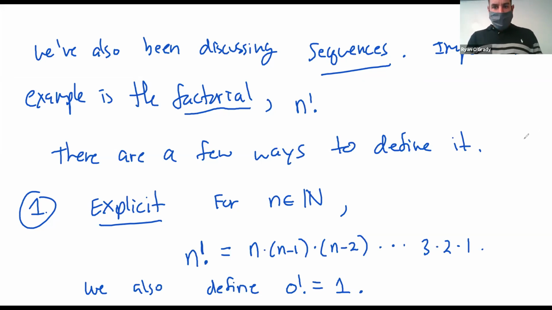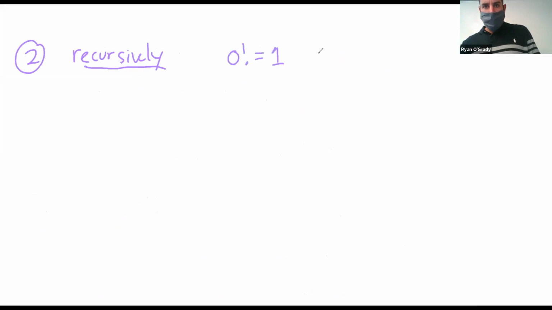Another way to do this is a slightly different way, so we'll change colors. Another way to define it is what we call recursively. We start with 0 factorial equaling 1, and 1 factorial equals 1. And then for n greater than or equal to 2, n factorial is just n times the previous factorial.